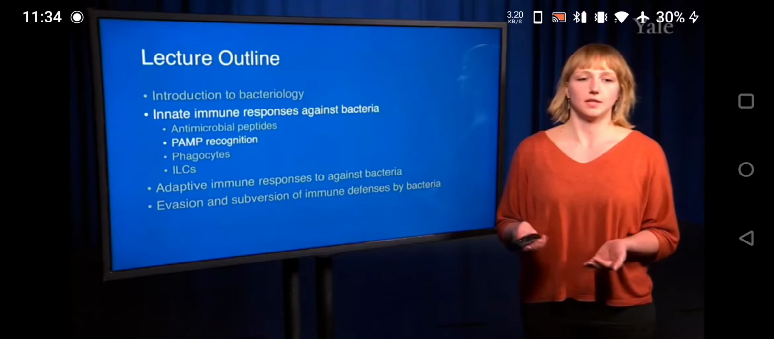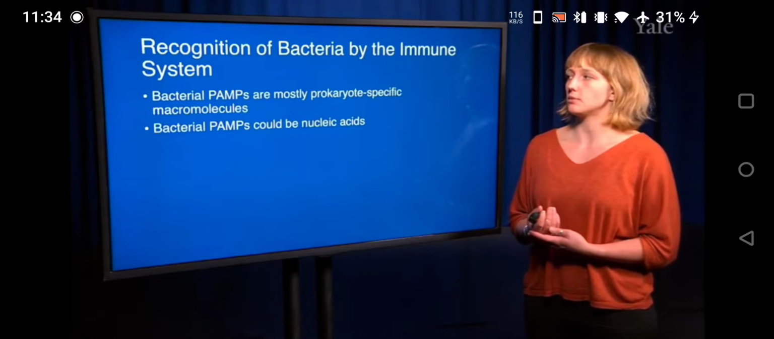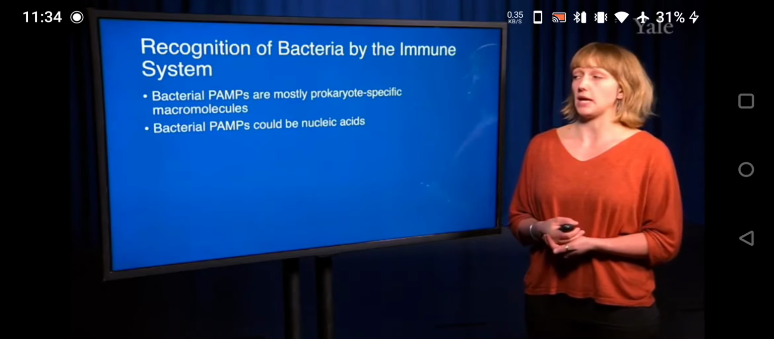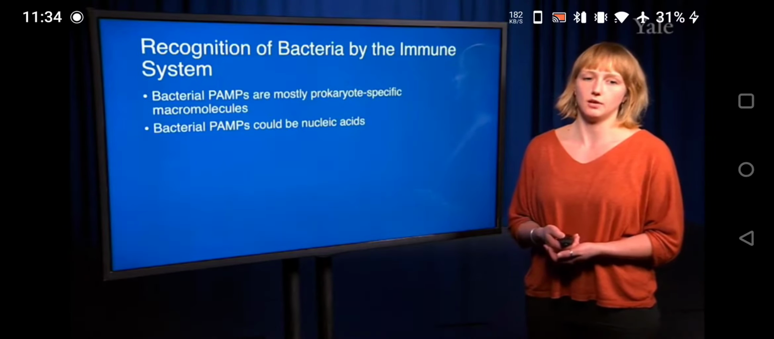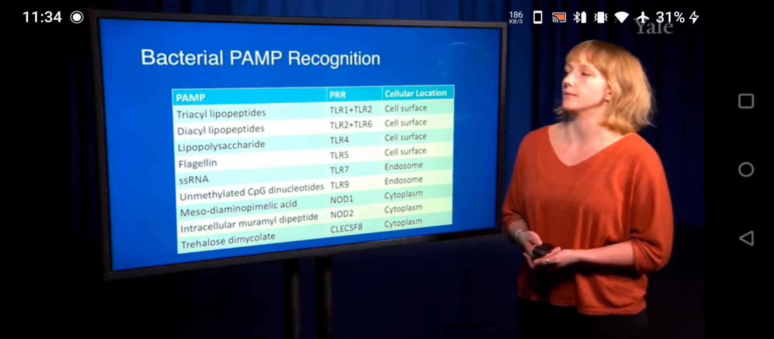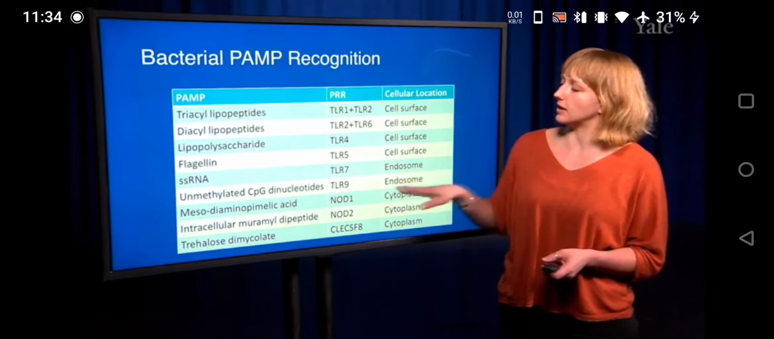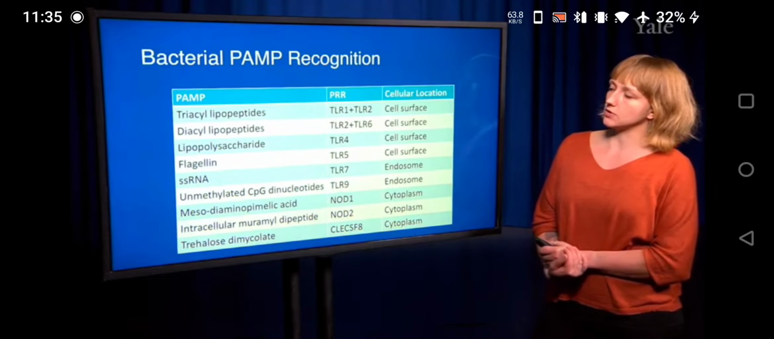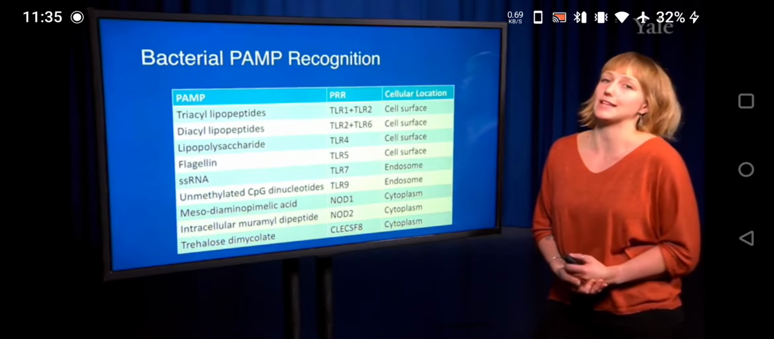So how is the bacteria actually recognized? Well, bacterial PAMPs, or pathogen-associated molecular patterns, are mostly prokaryote-specific macromolecules that eukaryotic organisms do not make. And bacterial PAMPs can also be nucleic acids, depending on the bacteria. So here's a chart with some examples of bacterial PAMPs and the PRRs that recognize them. So you can see that there are some nucleic acid-specific PRRs that recognize bacteria. So this is single-stranded RNA by TLR7 and unmethylated CpG dinucleotides by TLR9 within the endosome.